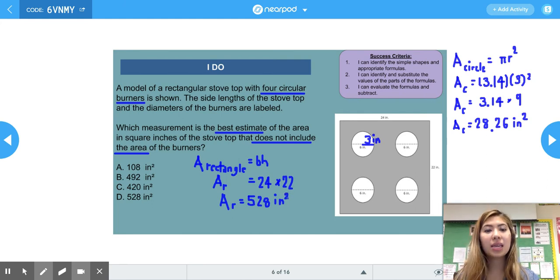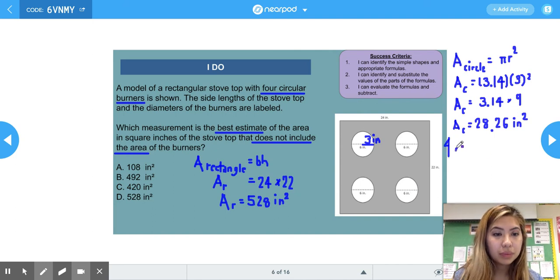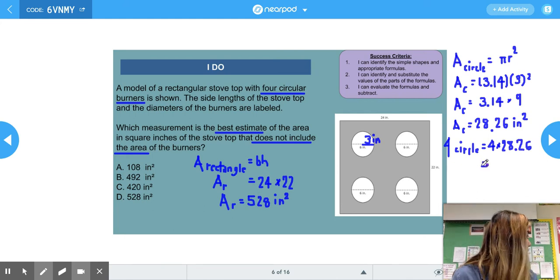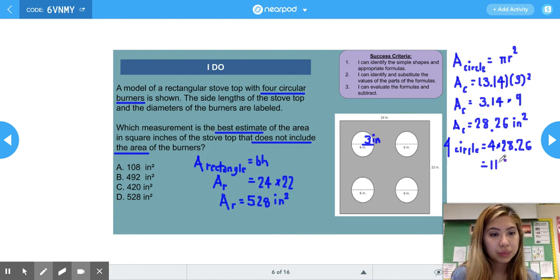And to find the area of the 4 circles, we actually have to multiply the 28.26 with 4. So we have 4 times 28.26, and that is 113.04 inches squared.